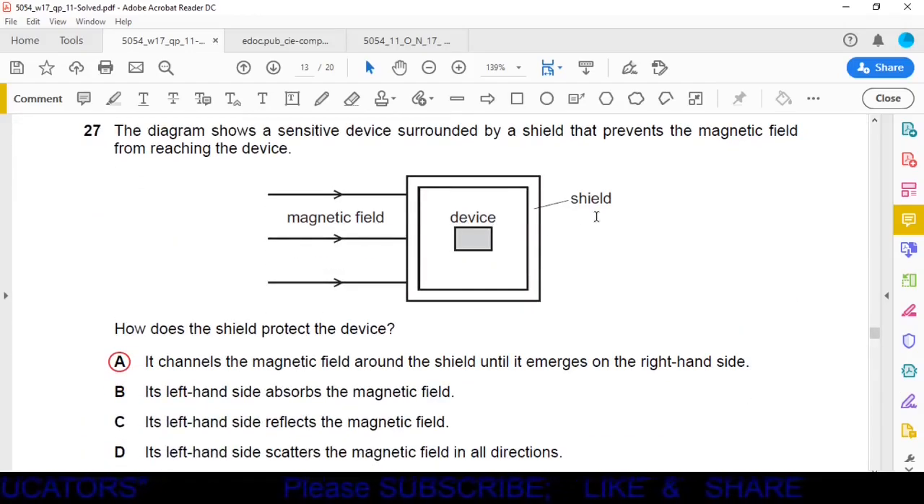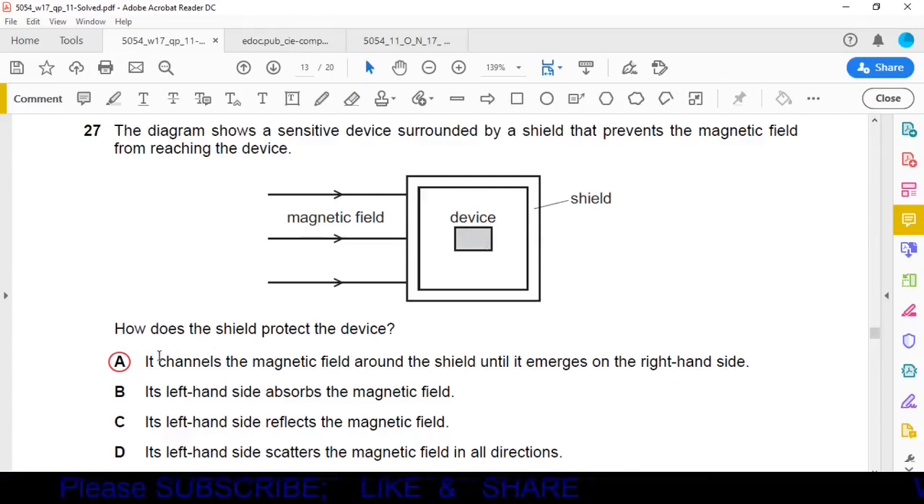Question number 27. The diagram shows a sensitive device surrounded by a shield that prevents the magnetic field from reaching the device. Here we have a device, here it is a shield, and here the magnetic field, and this device will be saved from the magnetic field because of this shield. How does the shield protect the device? It is asked how this shield will protect this device.